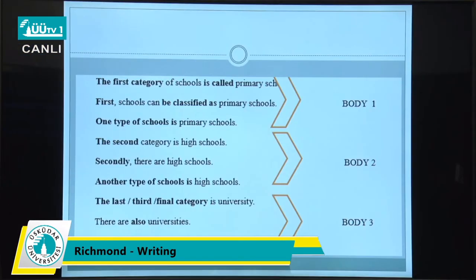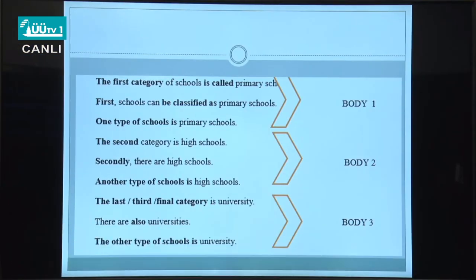For the body paragraphs, we can use the first category, one type, the second category, secondly, another type, the last, third, final category, the other type. Again, these are really useful vocabulary that we should use in a classification essay. These are the signal words that we should use.